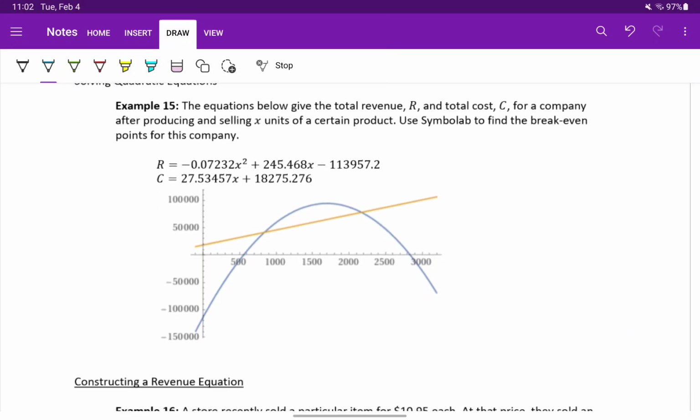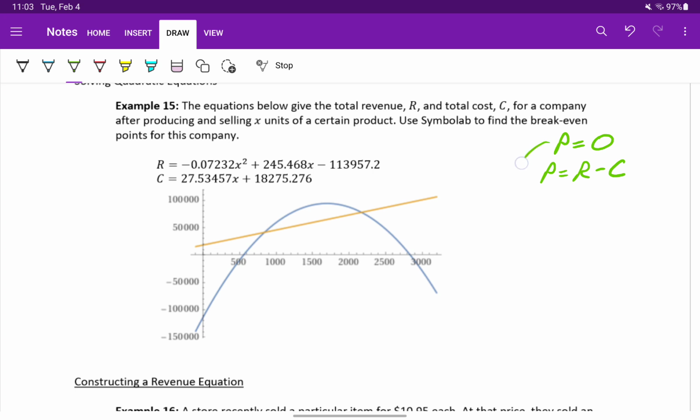Example 15 is a very similar question. The only difference here is that we're given the revenue and cost equations for this scenario rather than the profit equation. But if we think back to what we did in the previous example, we solved for where our profit was equal to zero. We also know that profit is equal to our revenue minus our costs, the amount of money that we bring in minus what we have to spend.